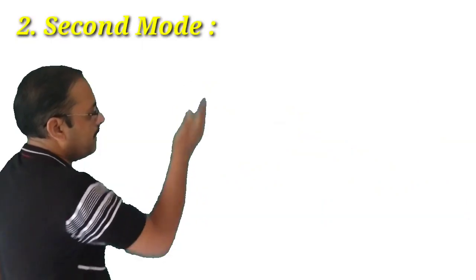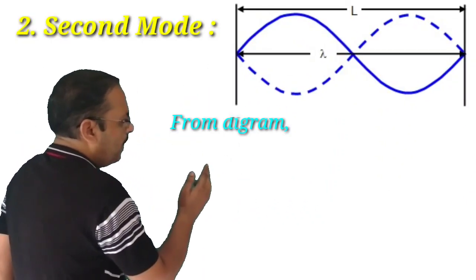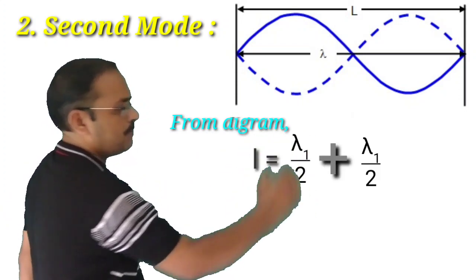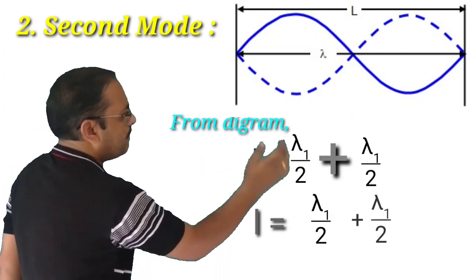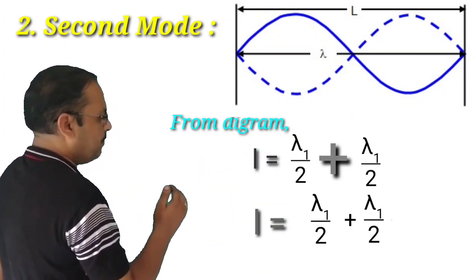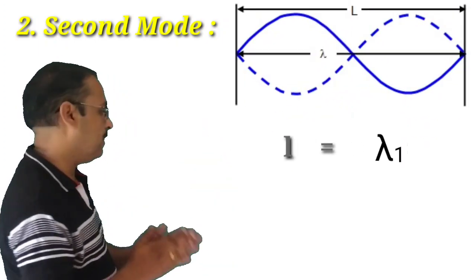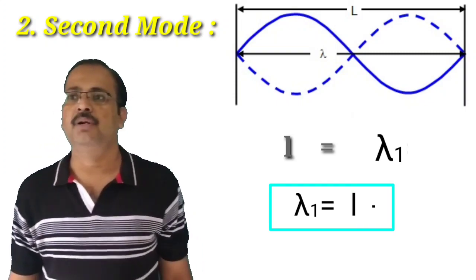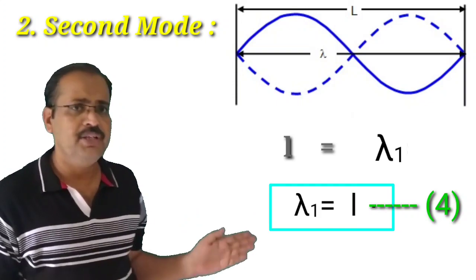From the diagram, the length of the air column is small l. Therefore, small l is equal to lambda 1 by 2 plus lambda 1 by 2, and therefore L is equal to lambda 1, or lambda 1 is equal to L. This is equation number 4. Lambda 1 is the wavelength of vibration.